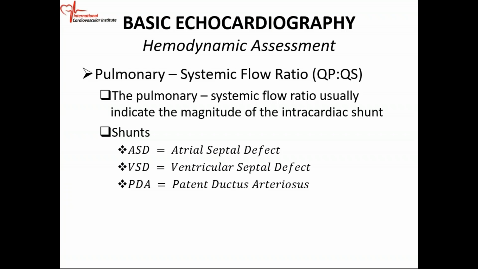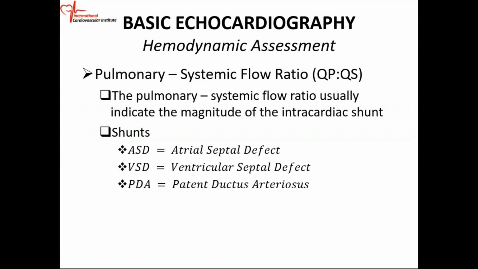If you think about it a little bit, say for instance you have an ASD, then blood is going to shunt from the left atrium across the ASD into the right atrium. Because of that, you're going to get increased blood flow in the pulmonary circuit. If you have a lot of shunting of blood, then you're going to get a much greater increase in pulmonary blood flow as compared to systemic flow. Okay, so we can use that concept to determine how significant the shunt is.